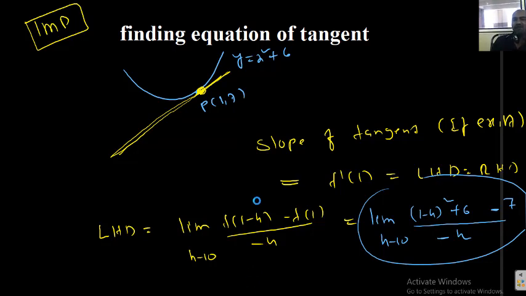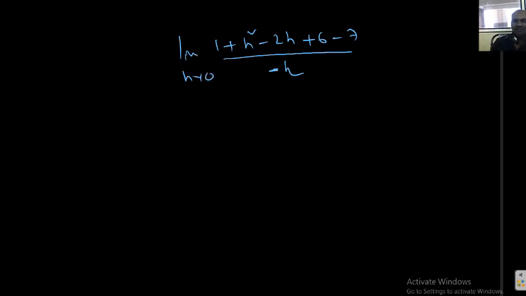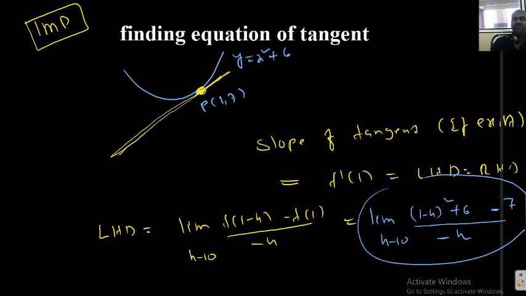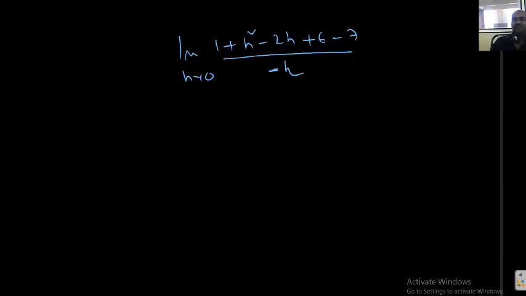Okay, what happened? I will write [1 plus h square minus 2h plus 6 minus 7] by minus h, limiting value h is tending to 0. Wait 1 minute. Okay. Here 6 plus 1, 7, 7 get cancelled, h is taken common, h minus 2 by minus h.